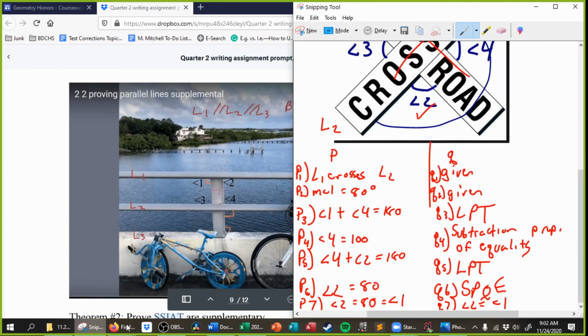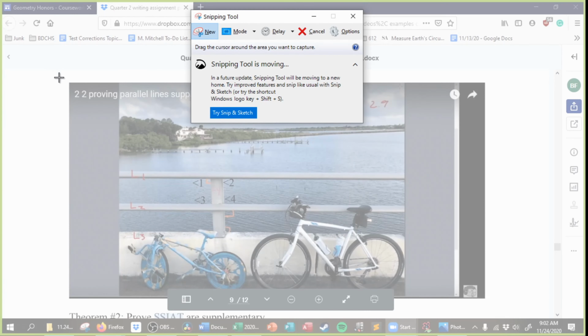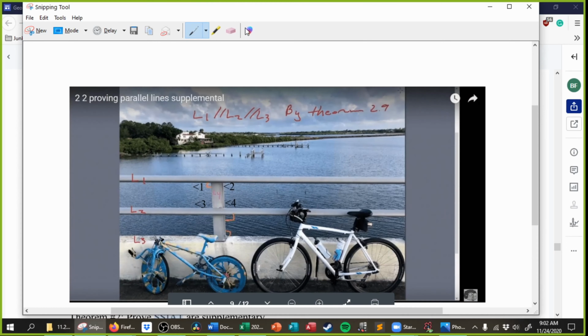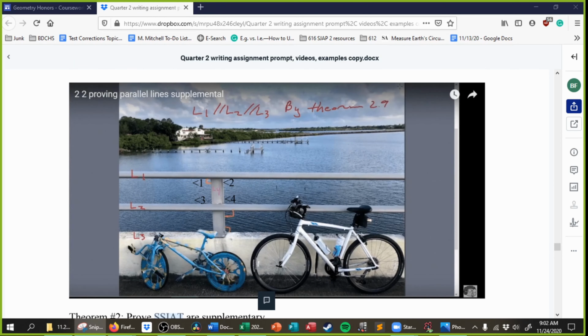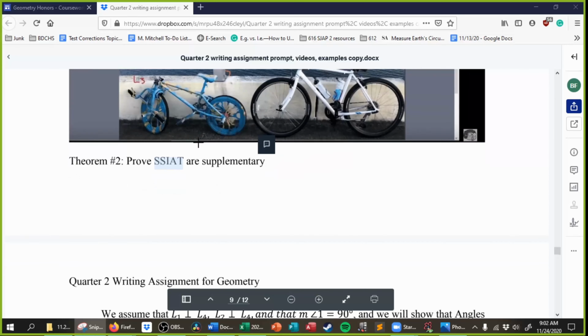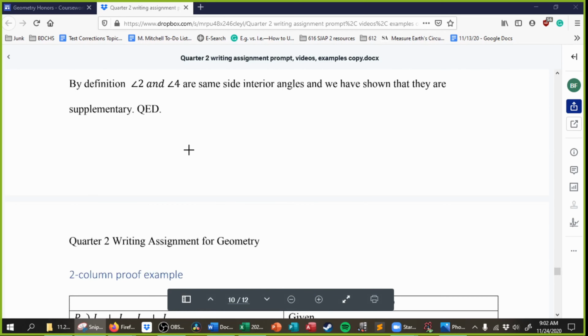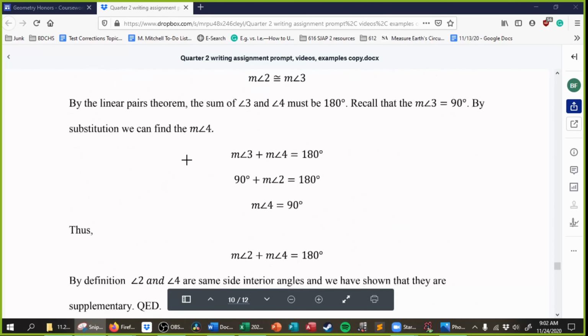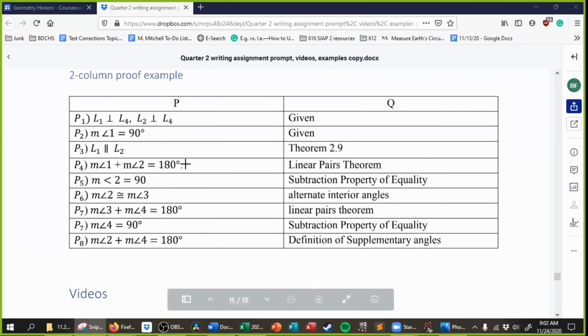So I'm going to go ahead and grab a screenshot of this. Move it over here for when we actually need it. And now let's scroll down. Here's my written paragraph proof. You can see this one's a bit longer. But here's my 2-column proof.